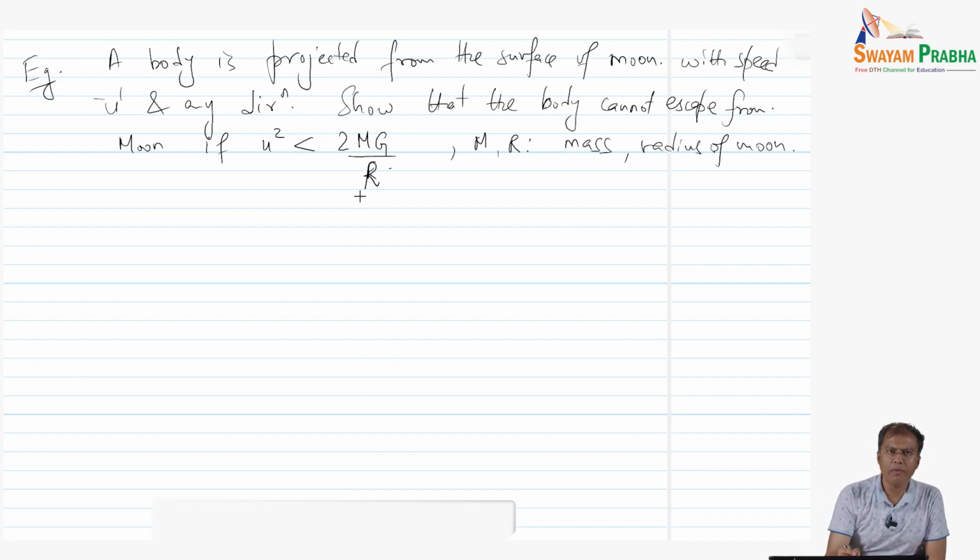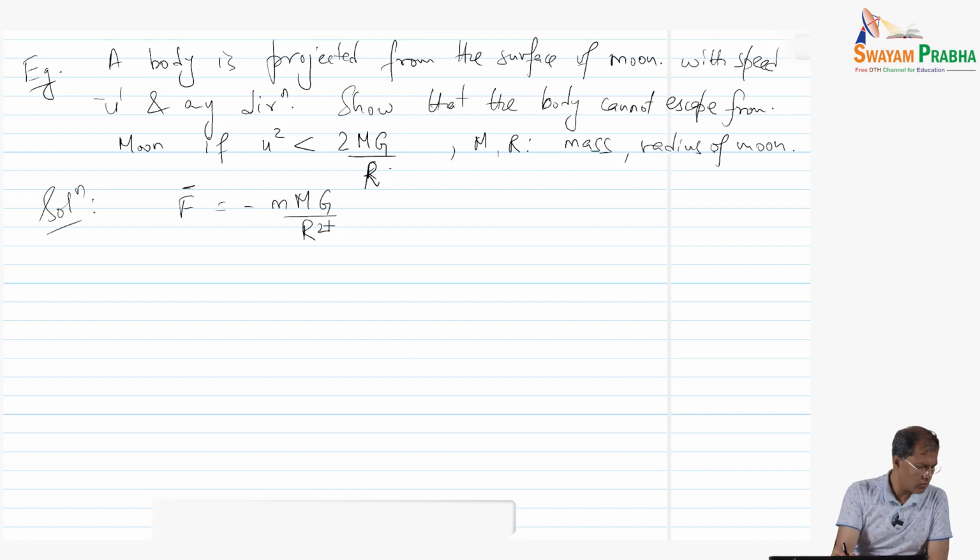Again, this is a problem of motion in the presence of gravitational attraction. We could set up the equations of motion, but we want to discuss it from the perspective of energy conservation. So we know that our central force field here is minus m capital M g over r square r hat, where small r is any distance. So this is our central force field.